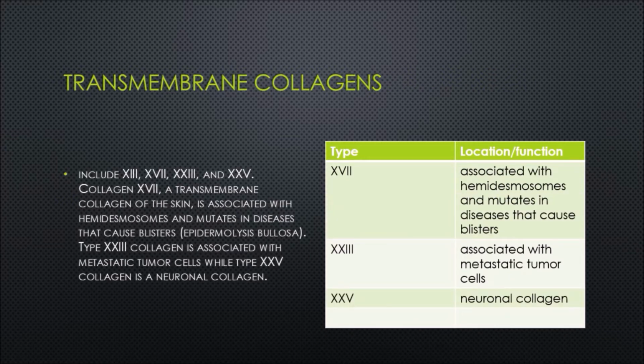So next are transmembrane collagens. This type of collagen includes type 13, type 17, type 23, and type 25. Type 17 is associated with the hemidesmosomes and is mutated in diseases that cause blisters. While type 23 is associated with metastatic tumor cells, and type 25 is found in the neuronal collagen.